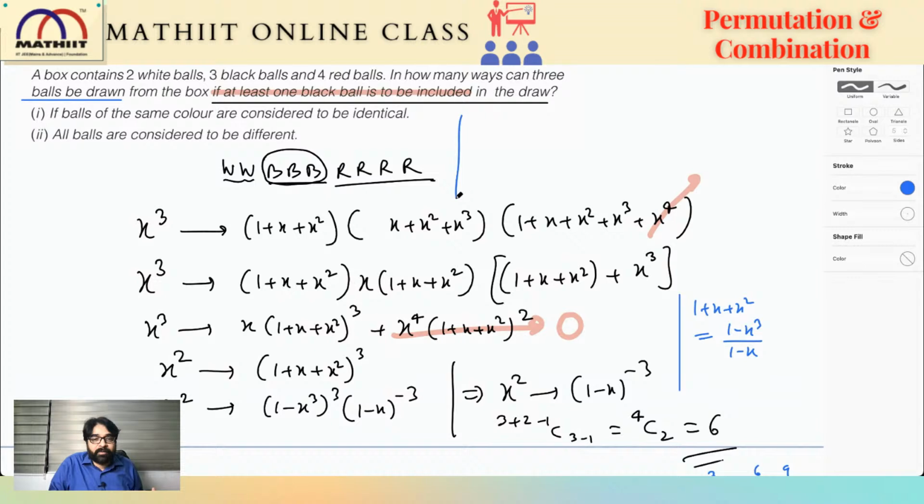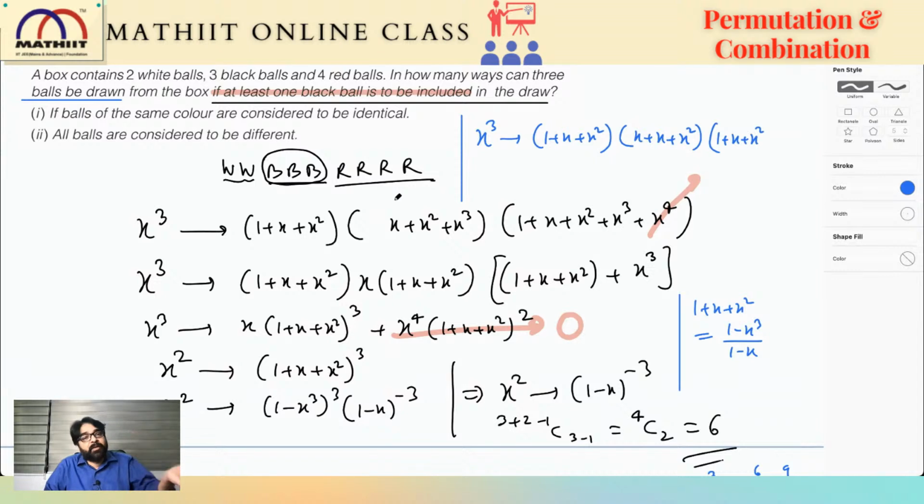I didn't use that, but you can write the x cube coefficient in 1 plus x square. There is no confusion in the white ball, no confusion in the black ball. Red ball, how many minimum can come? No condition: 1 or x square. But 3 red balls cannot come. Total 3 we are selecting, in which 1 is 100% black. So this much only can happen. And now very easily you can solve this question.